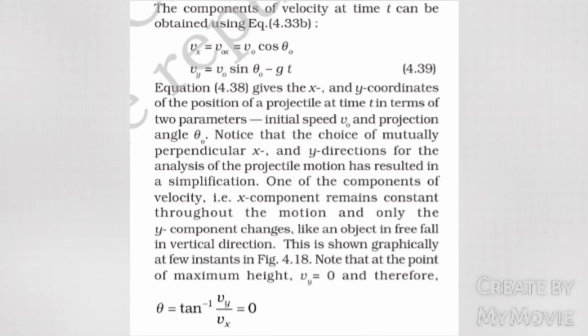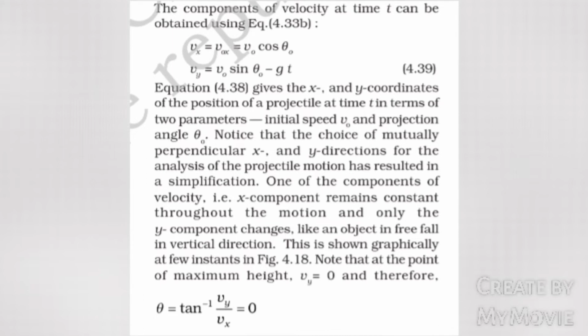The components of velocity at time t can be obtained using equation 4.33b. Vx equals V0x, which equals V0 cos theta naught, Vy equals V0 sin theta naught minus g t. Equation 4.38 gives the x and y coordinates of the position of a projectile at time t in terms of two parameters, initial speed v0 and projection angle theta naught.